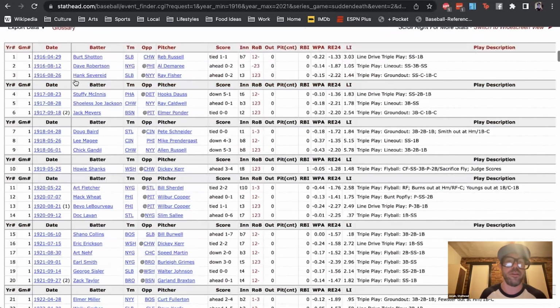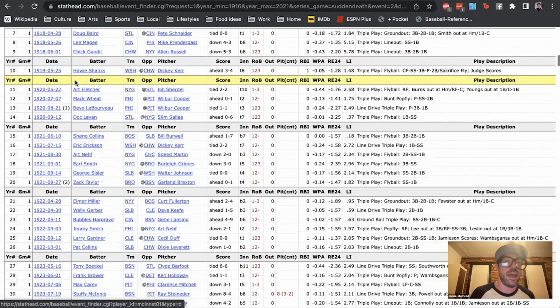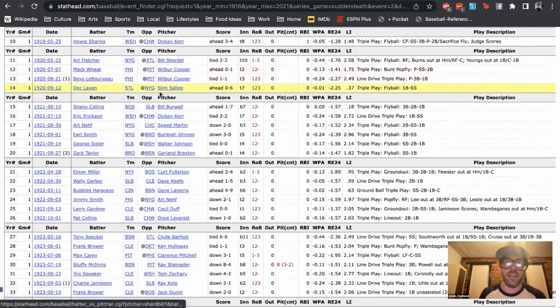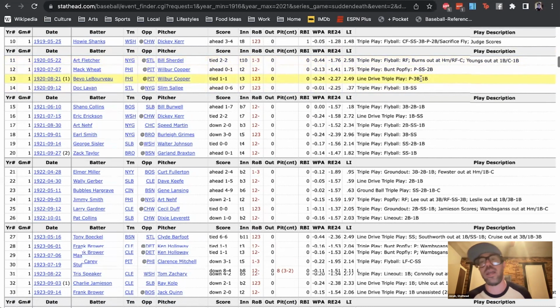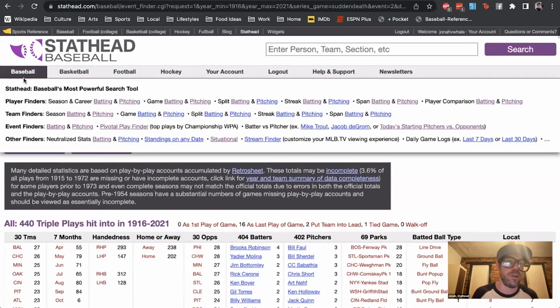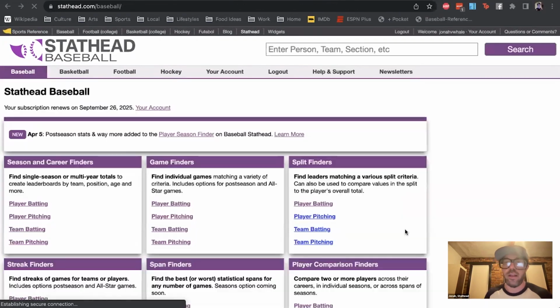There we go. And now here's the list of triple plays as promised. And just note that you'll see the batter and the pitcher, and then in the play description, you can see kind of who threw it to who to get the outs. So that's the event finder.